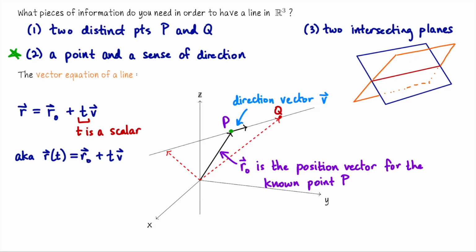When I made this graphic, I'm pretty sure I set Q to be r naught plus 3 copies of v. So the position vector for Q is r naught plus 3v. If this point over here is, say, capital U, then the position vector for U can be found as the vector sum of r naught minus 4 copies of v.